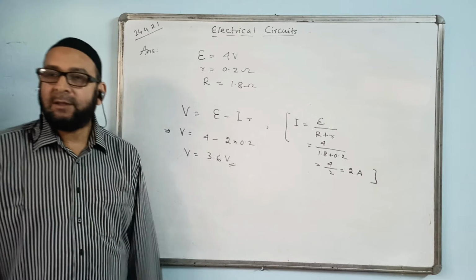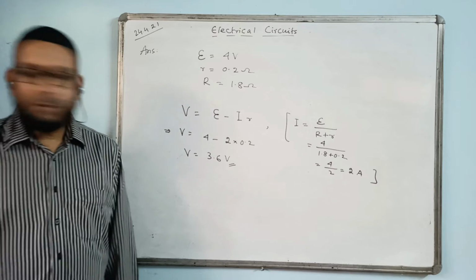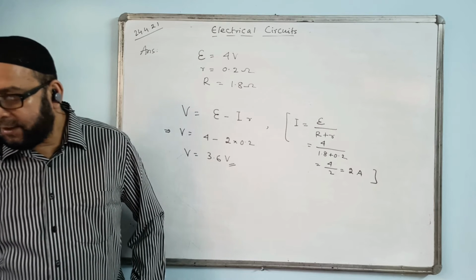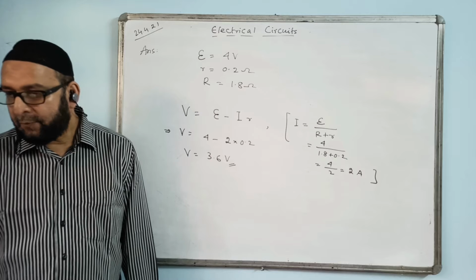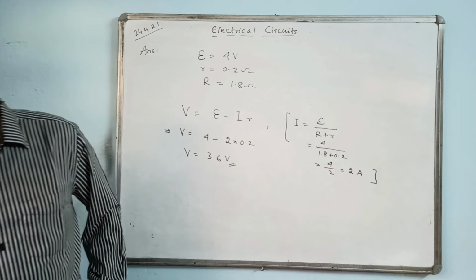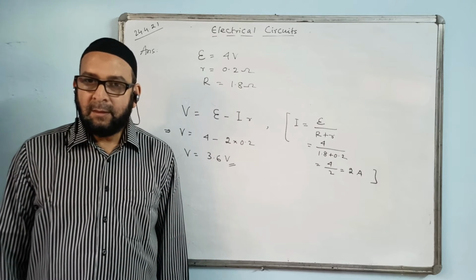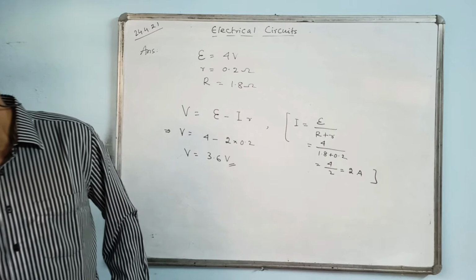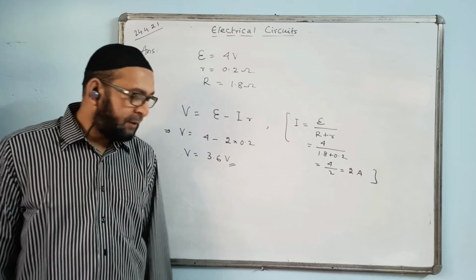What is the internal resistance of a cell which has an EMF of 1.56 volt if it has a short circuit current of 20 ampere?